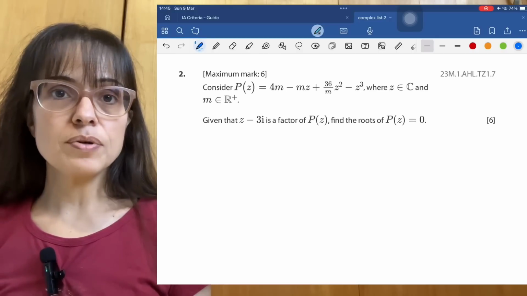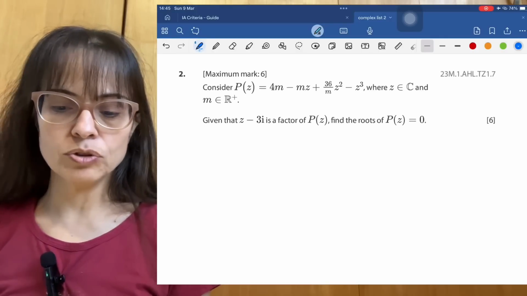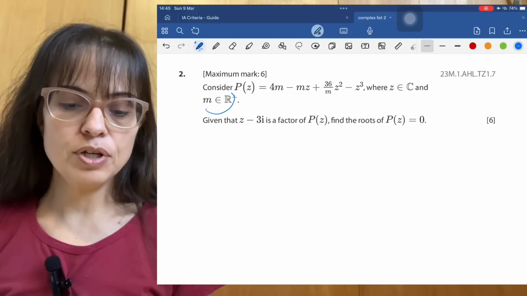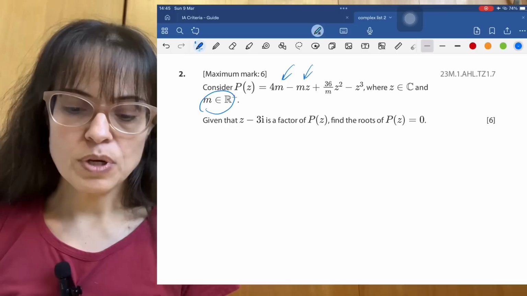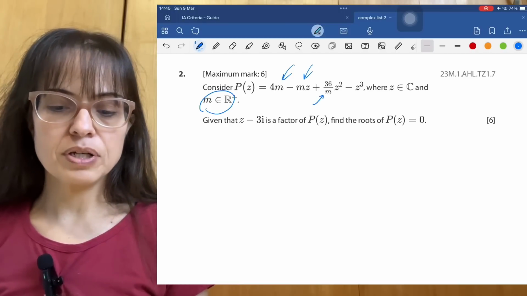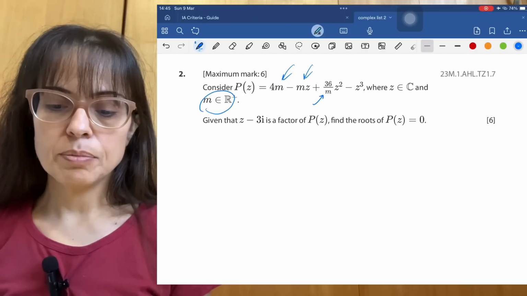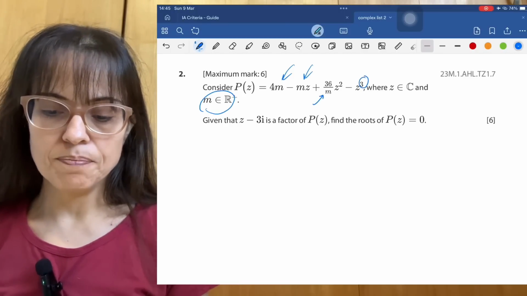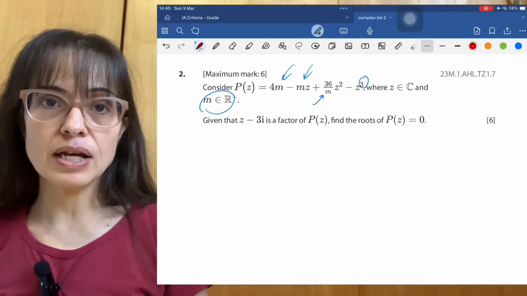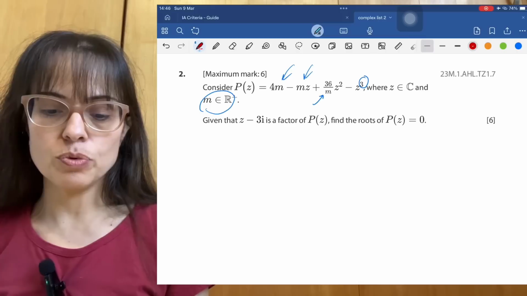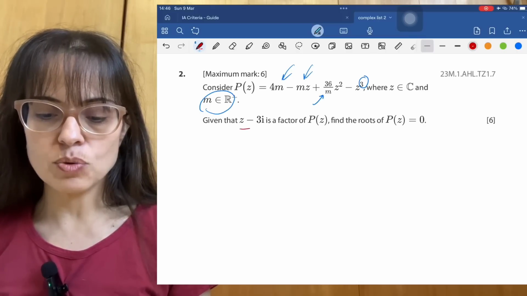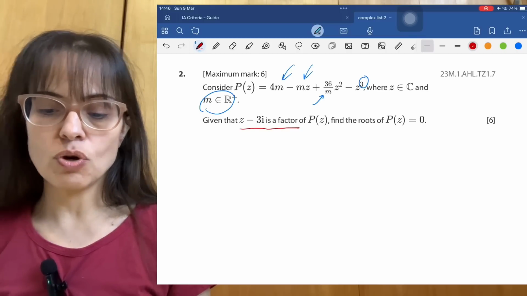Second question is very similar. I also have an unknown constant m being used in the coefficients of the polynomial. It's being used in a more complicated way, right? Because it appears 3 times. And my polynomial has degree 3. He's giving me information in a slightly different way than he was giving me before. Instead of telling me the roots, he said that z minus 3i is a factor of the polynomial.